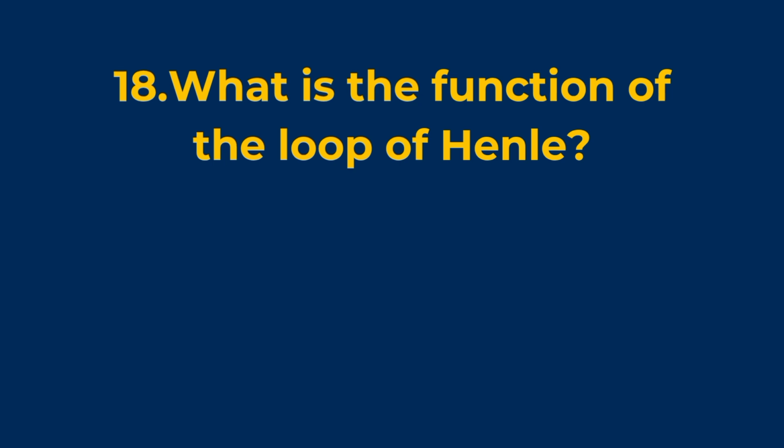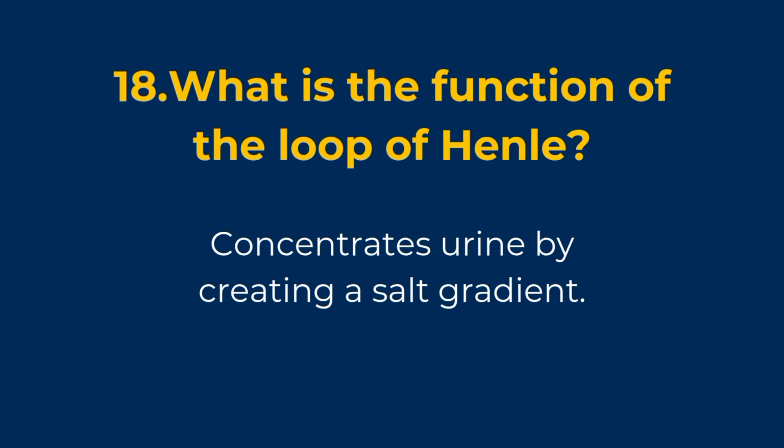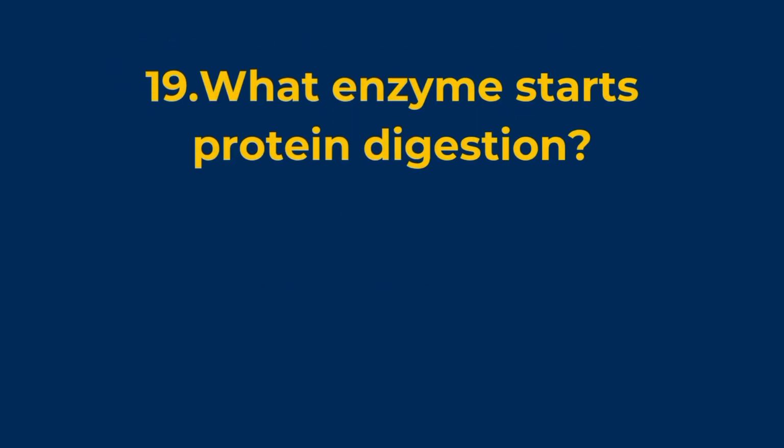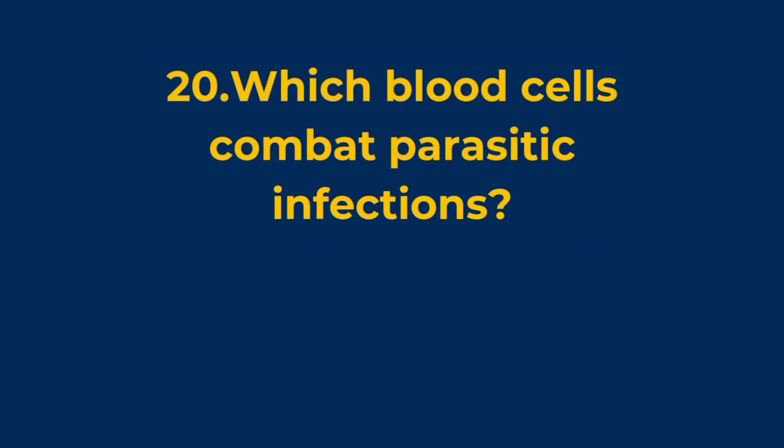18. What is the function of the loop of Henle? Concentrates urine by creating a salt gradient. 19. What enzyme starts protein digestion? 20. Which blood cells combat parasitic infections? Eosinophils.